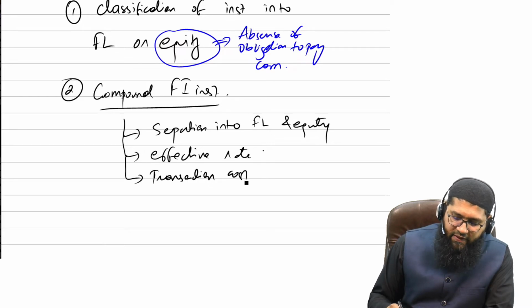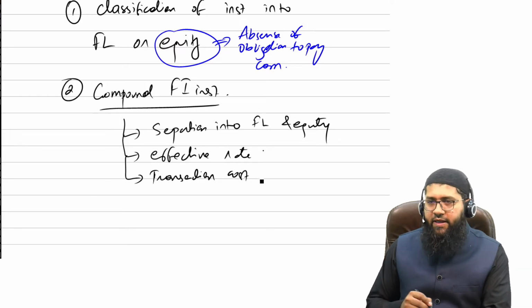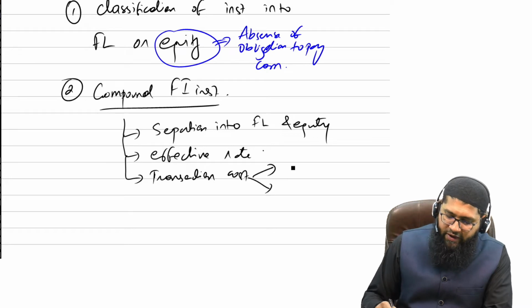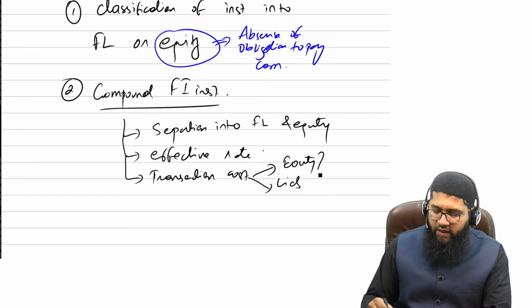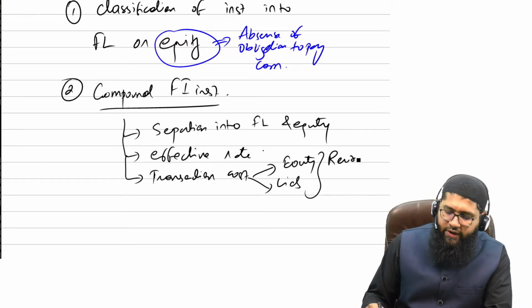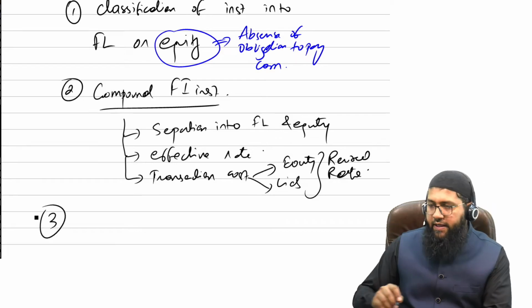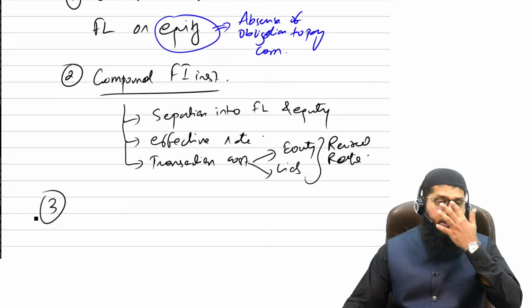So at times what happens is that the transaction costs which are incurred initially, you should know how to split them into the equity and into the liability, and then how to calculate the revised effective rate. So that's also an important area when it comes to compound financial instruments.